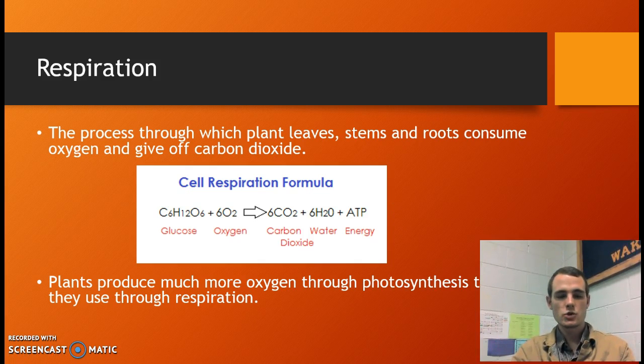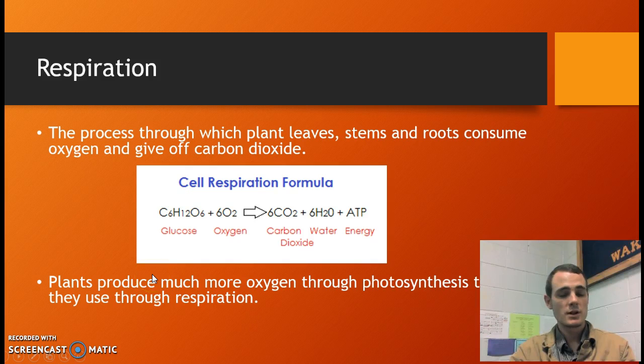Respiration. Just like you and I respirate, we breathe, plant cells also need to respirate. So respiration is the process through which plant leaves, stems, and roots consume oxygen and give off carbon dioxide. So many of you will recognize this as the reverse of the photosynthesis formula. So it uses glucose, C6H12O6, as you can see in the middle of the screen, and also it uses oxygen in order to make carbon dioxide, water, and ATP, which is the energy.